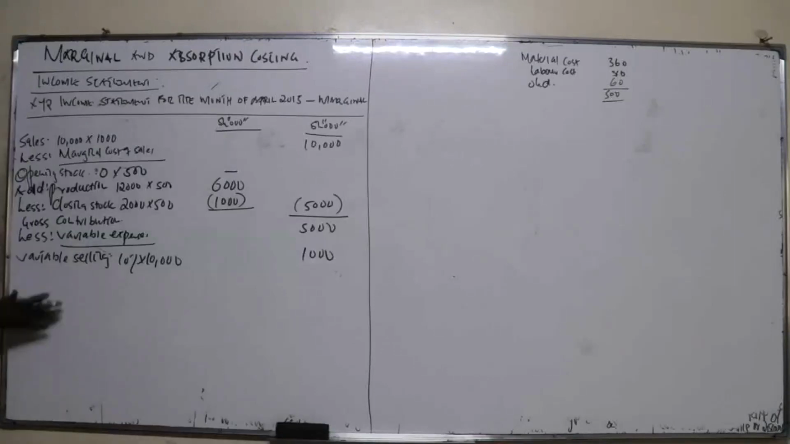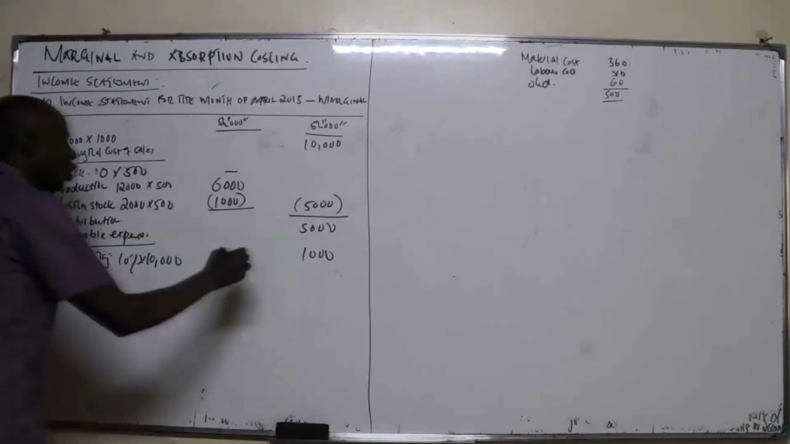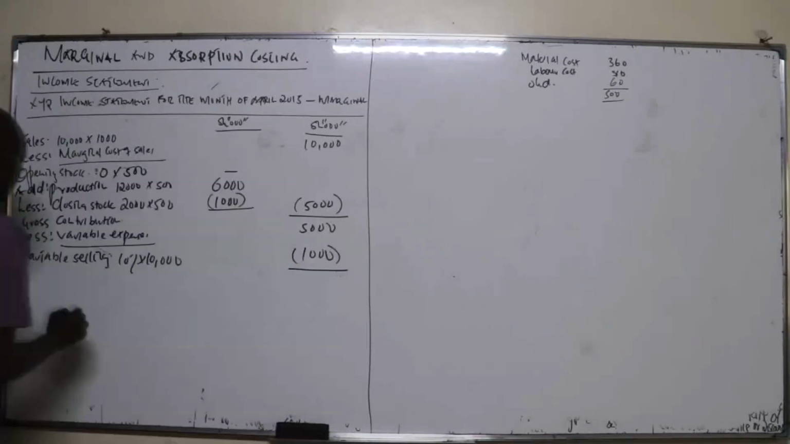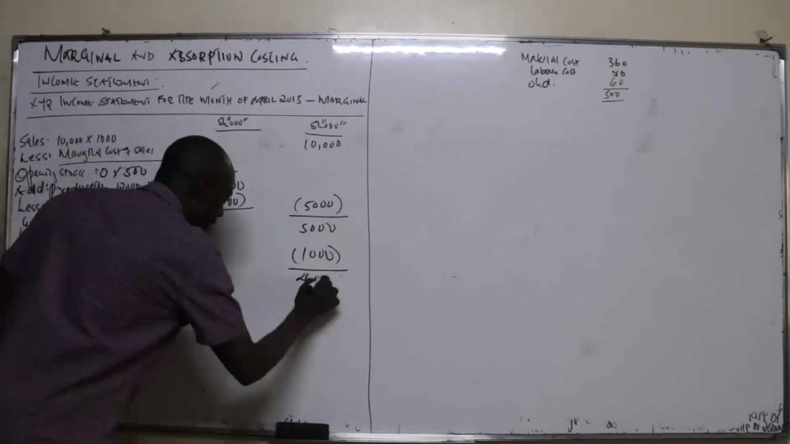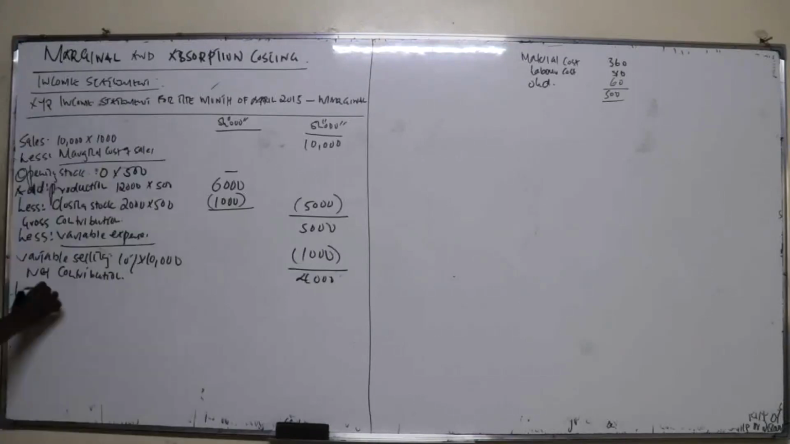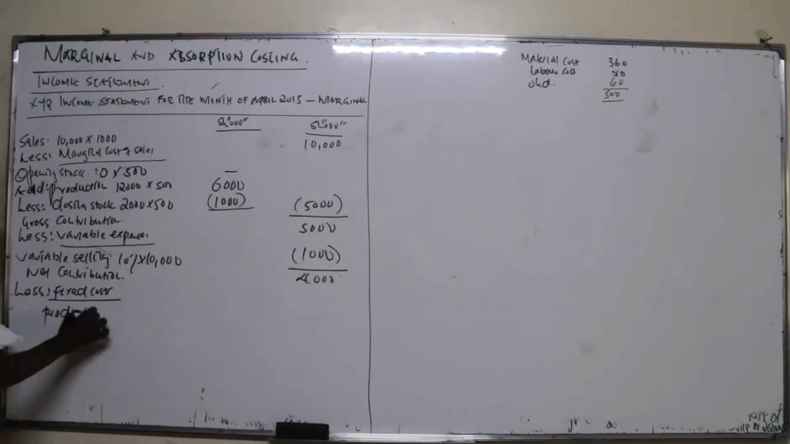And then here we get what we call net contribution, or net marginal profit. Net contribution. So how much will that be? 4,000. And then we less fixed cost or fixed expenses. We less fixed production. So fixed production overhead is how much? So we have production overhead here, which is 1980. So we less here 1980.